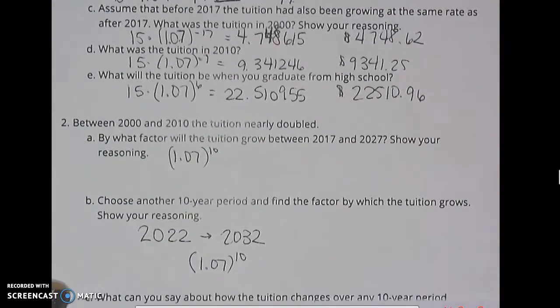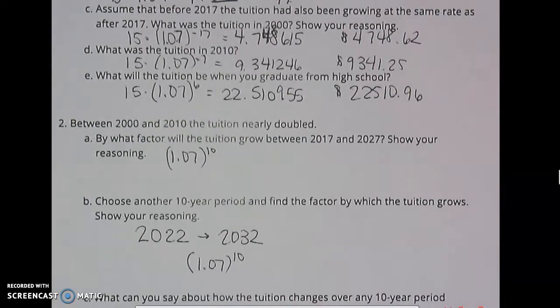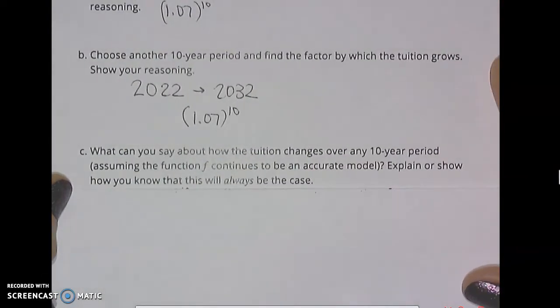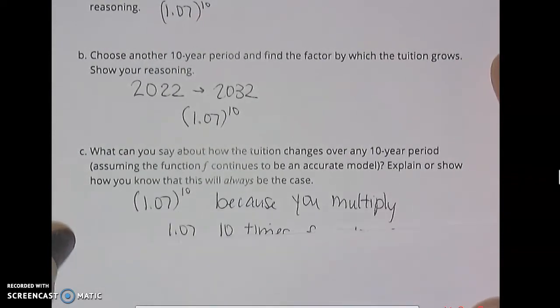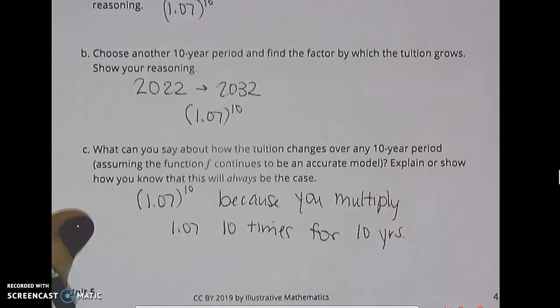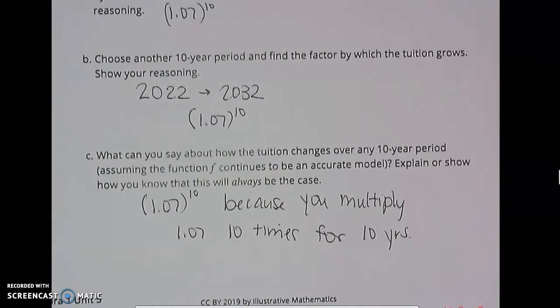Again, what can you say about how the tuition changes over any 10-year period? And this is assuming that the function f still represents and is an accurate model. So if we're going another 10 years from anything, we're still going to have 1.07 to the 10th, because you multiply 1.07 10 times for the 10 years that the changes have happened. Okay?